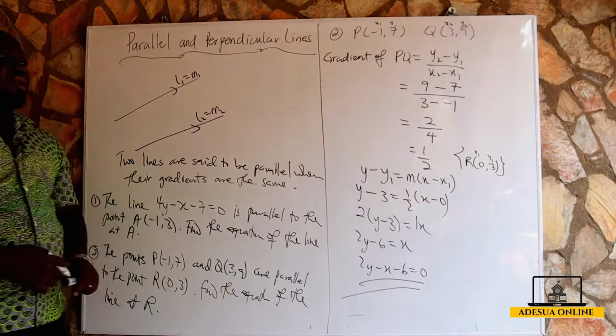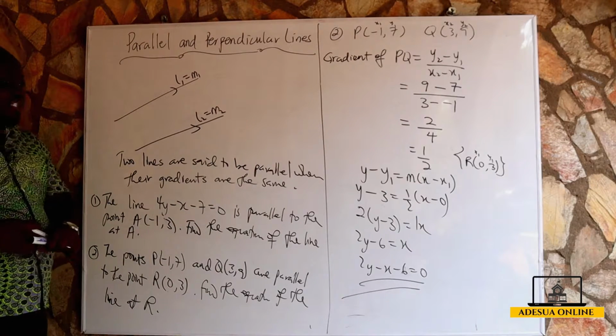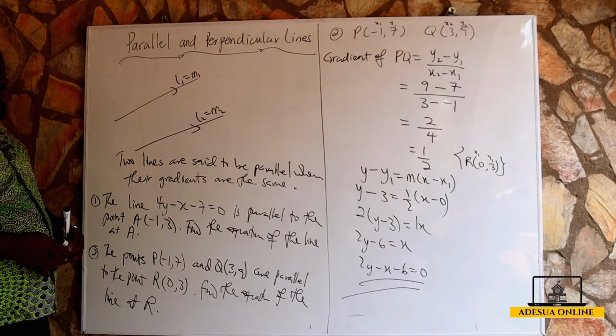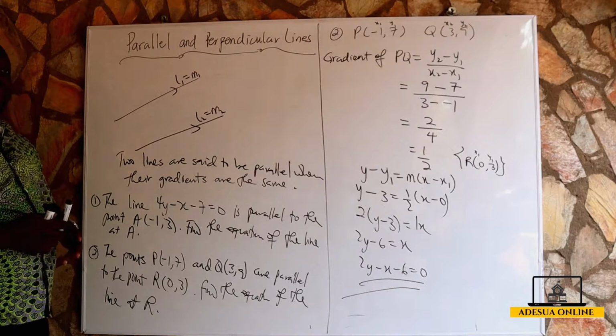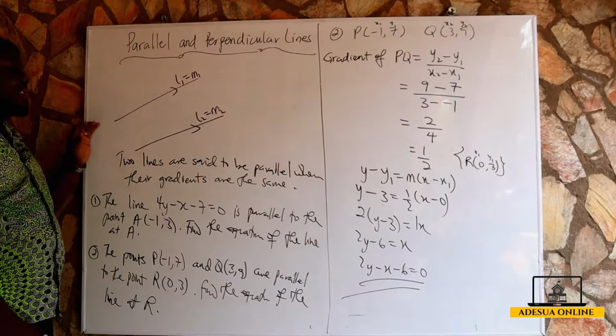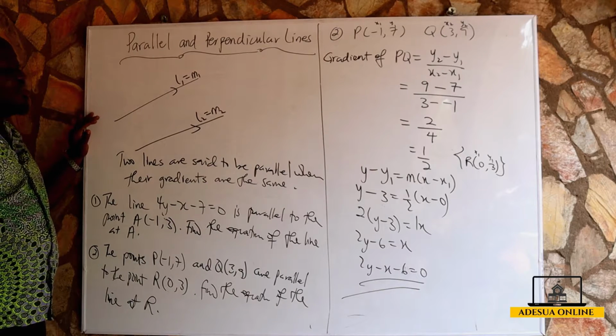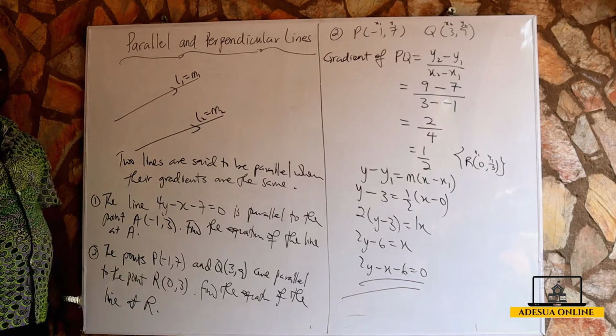So with this, for us to get a line which is parallel to a point or parallel to another line, we just need to find the gradient. And the gradient, we maintain the same gradient and then we use it to find the equation of the line.